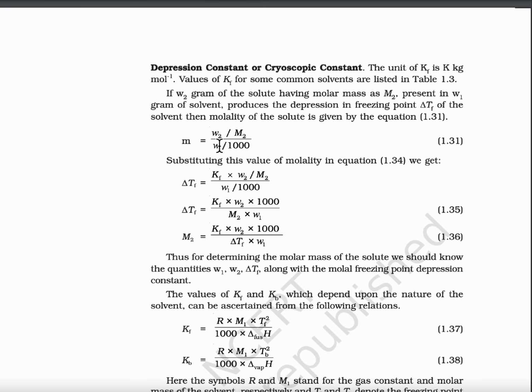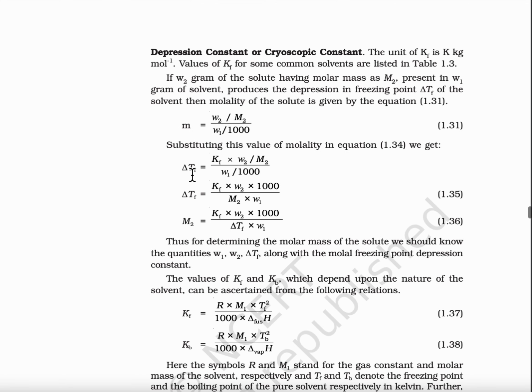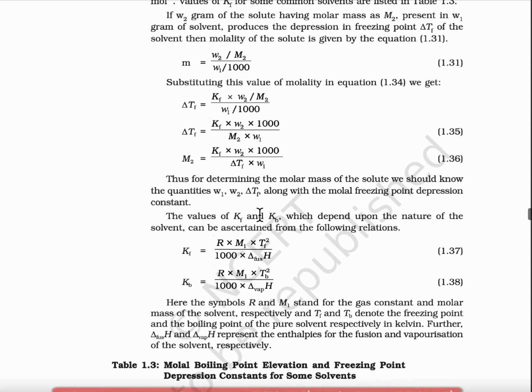Now molality is W2 by M2 divided by W1 by 1000. Substituting this value of molality in equation 1.34, we get the delta Tf value. Now delta Tf is nothing but Kf into W2 into 1000 by M2 into W1. Rearranging all these values, we get this. And if you want to find the molar mass of the solute, then rearrange M2 to this side and bring delta Tf to the denominator, and you will get the value.